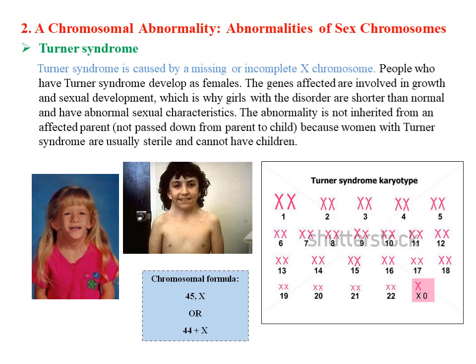These females have only one X chromosome. Now, this disease is characterized by weak development of ovaries, short height, and of course sterility or infertility. Therefore, the chromosomal formula is 45, X. Okay, 45 due to the missing of one chromosome, X due to the missing X chromosome.